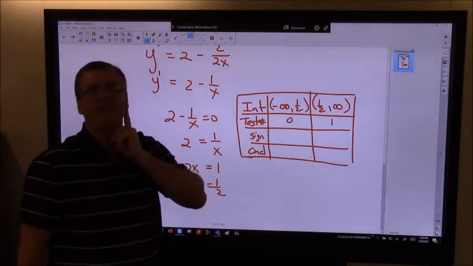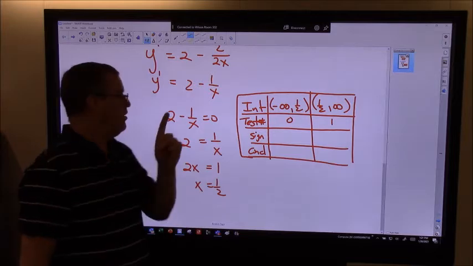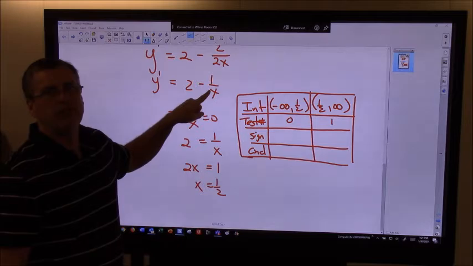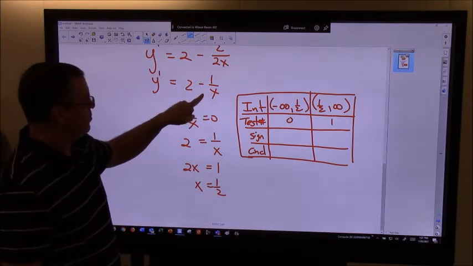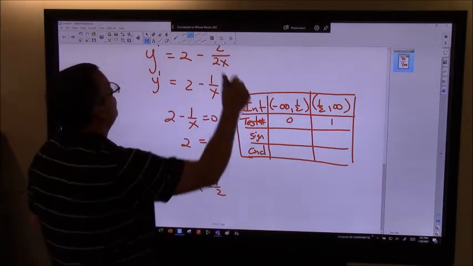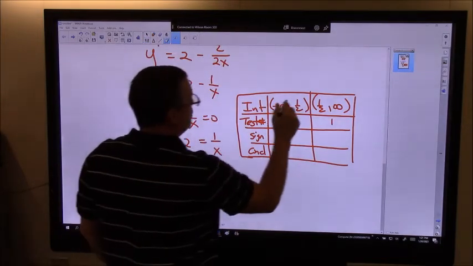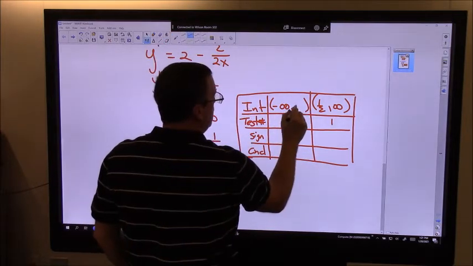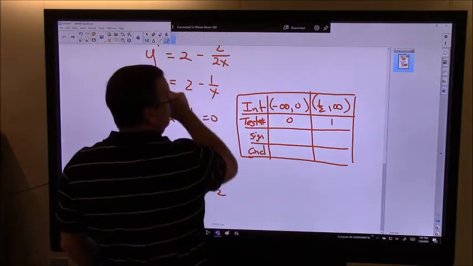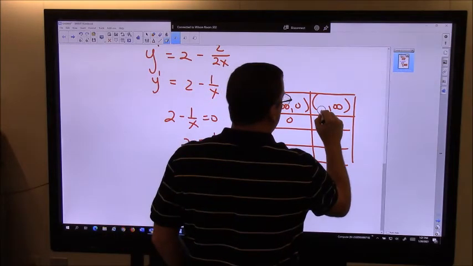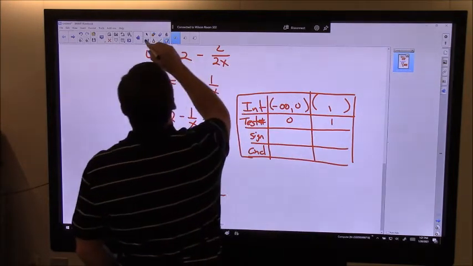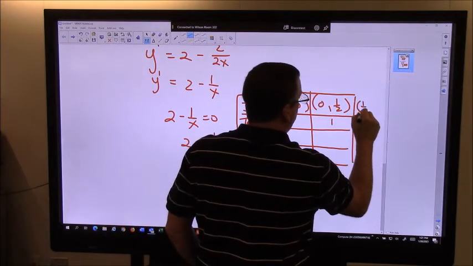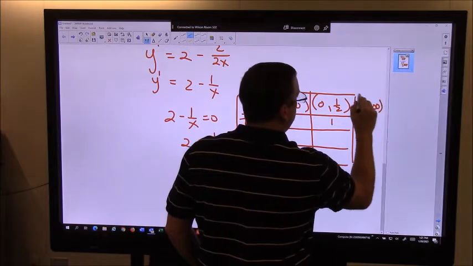I forgot one thing. Remember, your critical numbers are where your function equals 0 and where it's undefined. So I missed a critical number here, right? I should have had 0 in there as well. So let me fix this. This really should have gone from negative infinity to 0. And then this one should have gone from 0 to 1/2. And then this one should have gone from 1/2 to infinity.